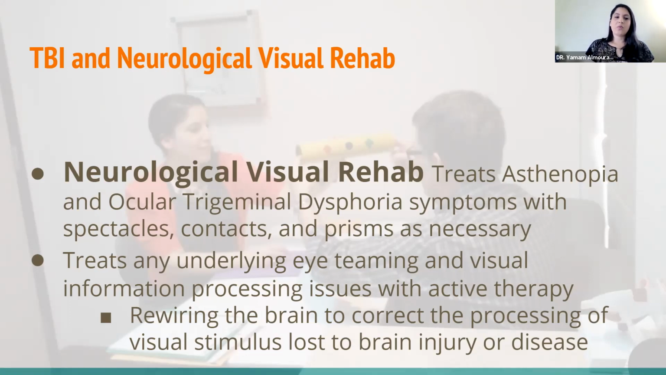And then we would start with vision therapy or neurological visual rehab. It treats any underlying eye teaming and visual information processing issue actively. We're basically rewiring the brain after the insult in order to correct any processing of visual stimulus that's lost to injury or disease.